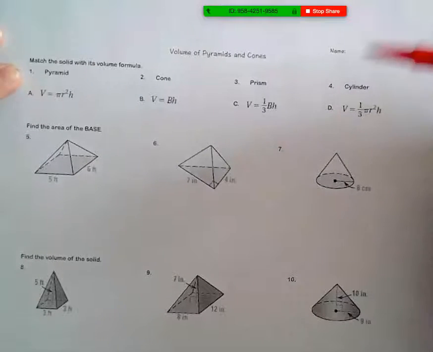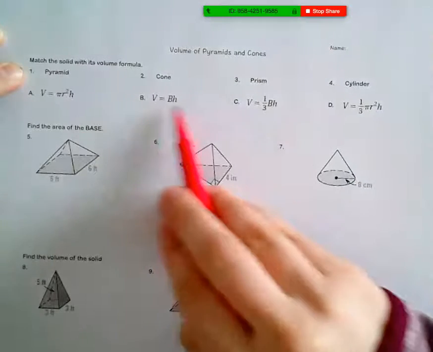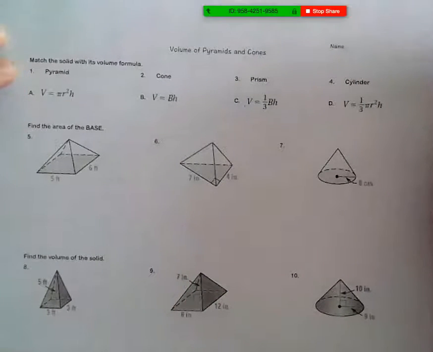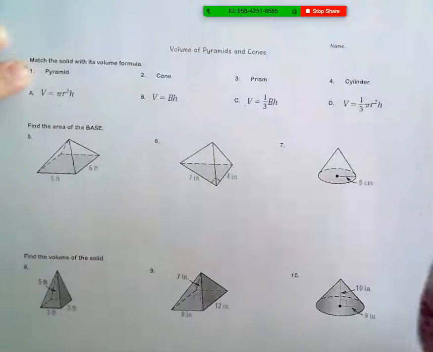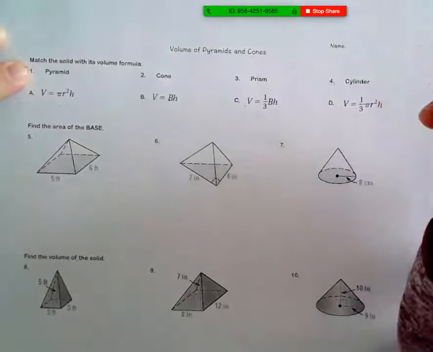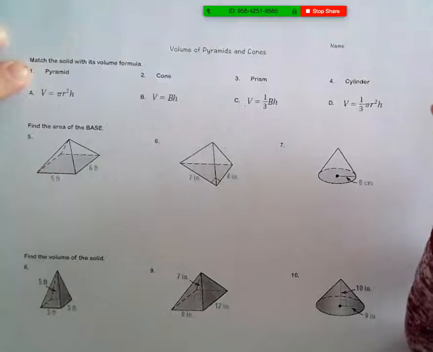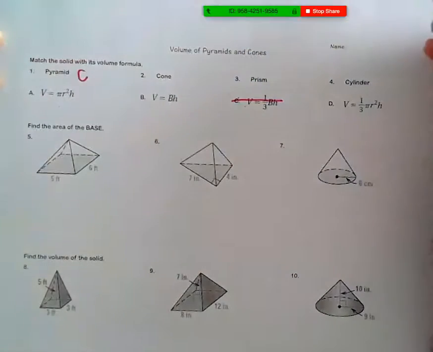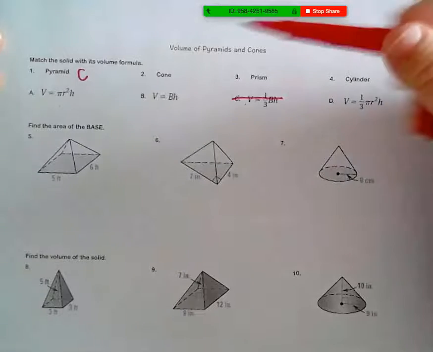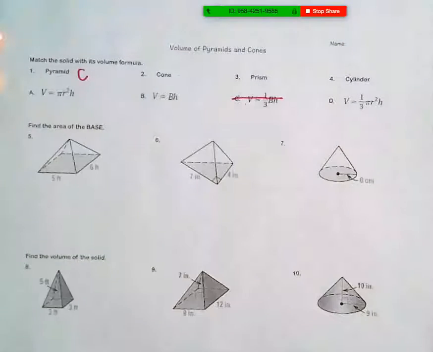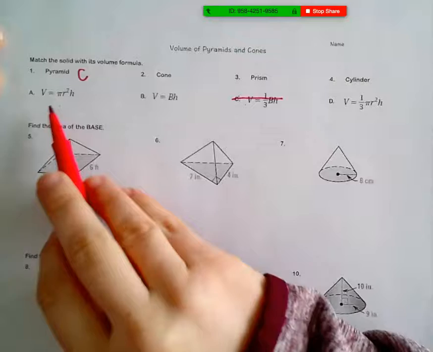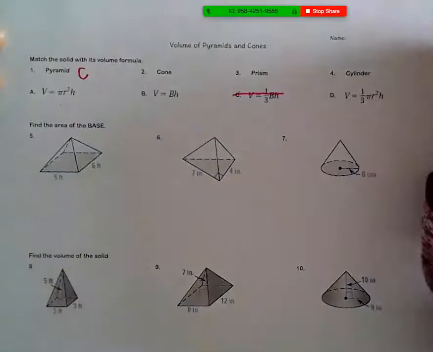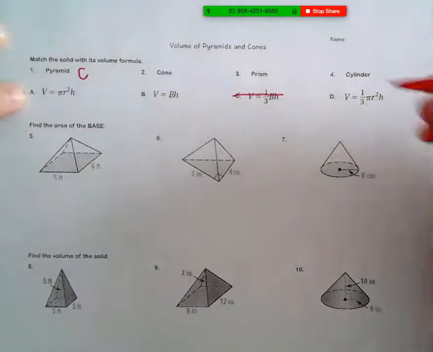The pyramid. Which one of these, A, B, C, or D, would be the formula for a pyramid? B. You're close. That's if it was a prism, but what did we have to do today to it? Divide by 3. So it's C. Yep, so we have to divide by 3. So the pyramid would be C. Okay, what about our cone? Would that be D? Yes, D. Perfect.